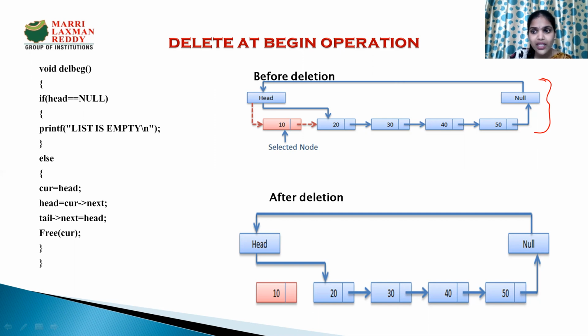First we have to check whether there are nodes or not. For that I'm checking this condition: if head is equal to null. When we say head is null, it means there are no nodes in the list, then directly we have to mention the list is empty. But here we have some nodes in the list, so we'll not execute this if statement. We will see the else statement. The else statement is how to delete a node from the beginning of the list.